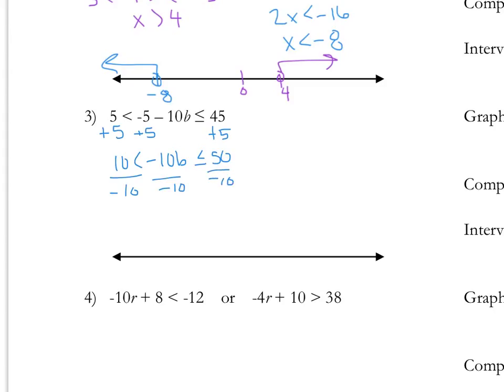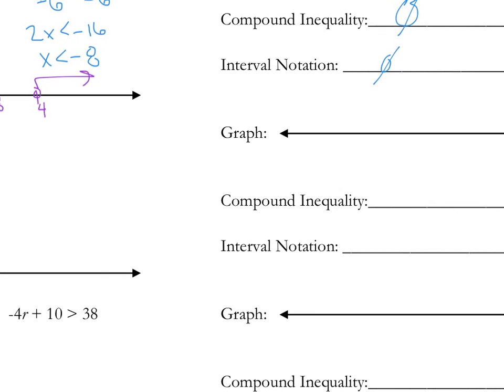And let's say I accidentally didn't flip the inequality symbols on this problem. Then I would get -1 is less than b, which is less than or equal to -5. Read that for a second. You're saying -1 is less than b, which also has to be less than or equal to -5. Can -1 be less than -5? The answer is no. So I know I made a mistake somewhere, and that mistake is I didn't flip the inequality symbols.